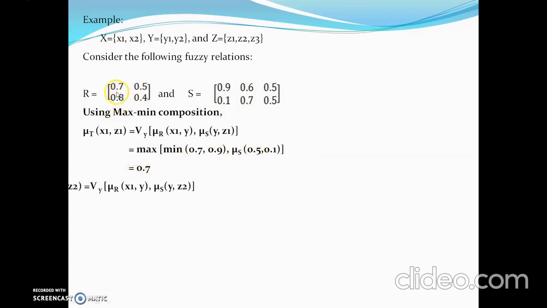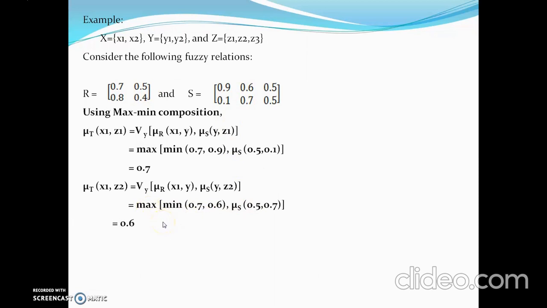Consider the second one. Take the same row, consider the second column. 0.6, 0.7, the value will be 0.6. 0.5, 0.7, the value will be 0.5. So minimum values 0.6 and 0.5, the maximum is 0.6. Take the same row again and compare with the third column.